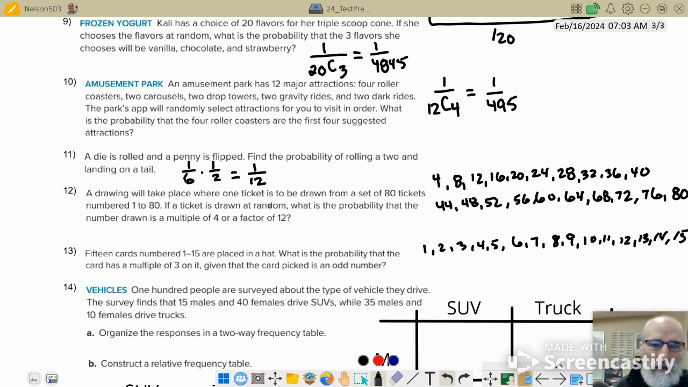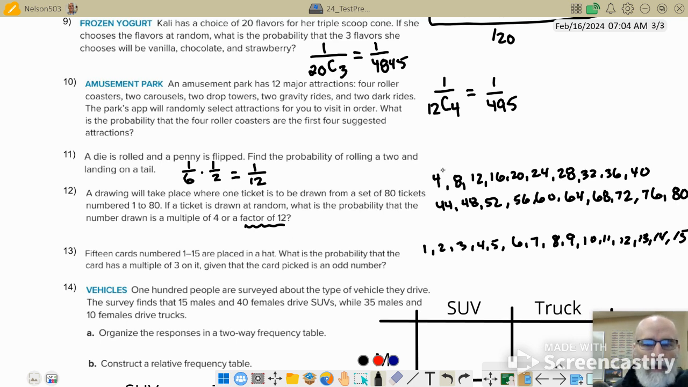A drawing is taking place. One ticket from a set of 80 tickets, 1 through 80. If a ticket is drawn at random, what's the probability that the number drawn is a multiple of 4 or a factor of 12? Well, let's see. Factor of 12. I don't think that introduces any new numbers.